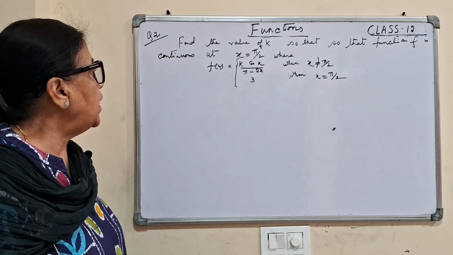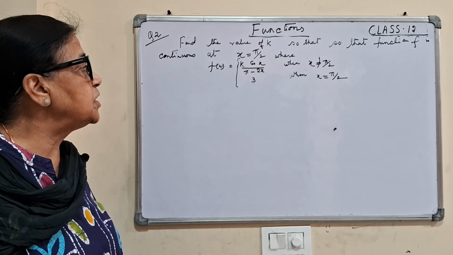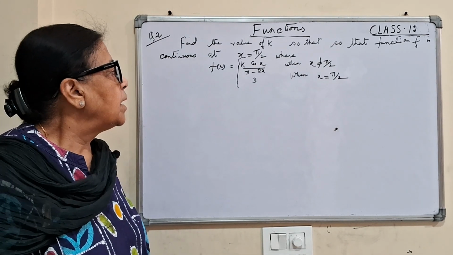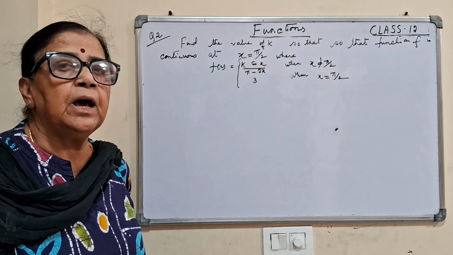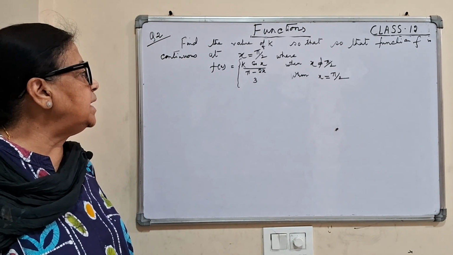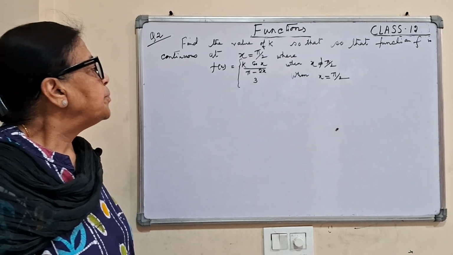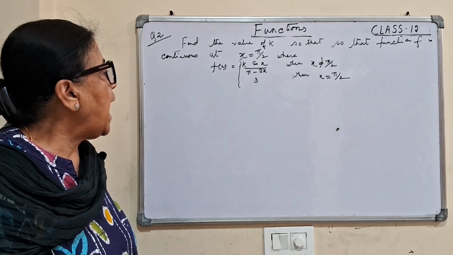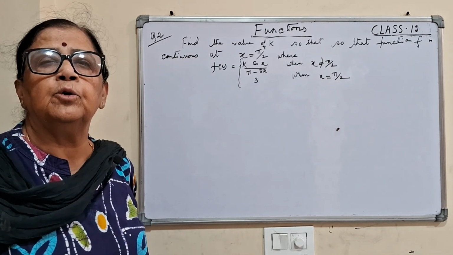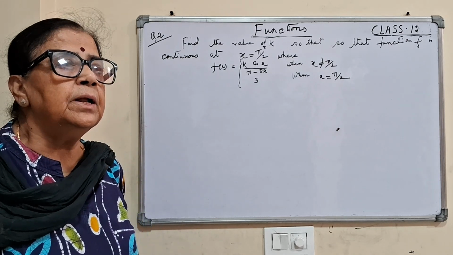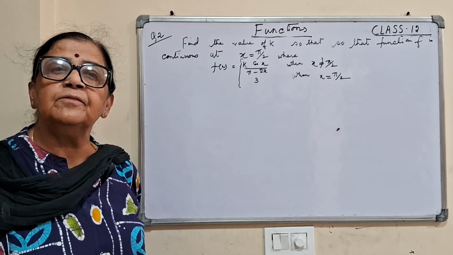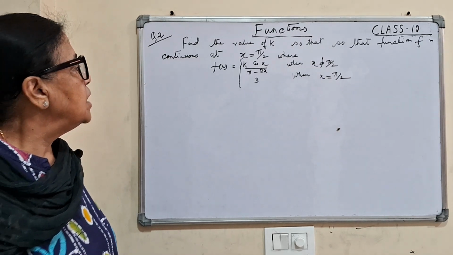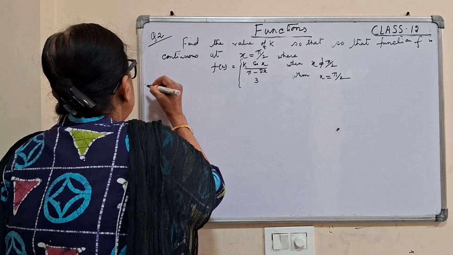Question number 2. Find the value of k so that the function f is continuous at x is equal to pi by 2, where f(x) is equal to k cos x divided by pi minus 2x when x is not equal to pi by 2, and it is 3 when x is equal to pi by 2. So limit sums we have done in class 11. So changing the limit, changing the intervals, we have learned. So we will write the solution.